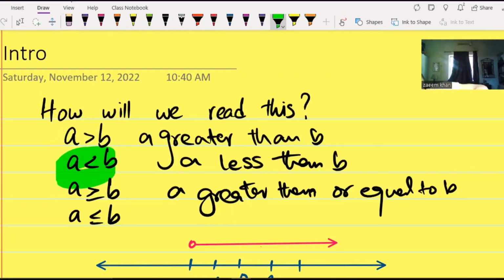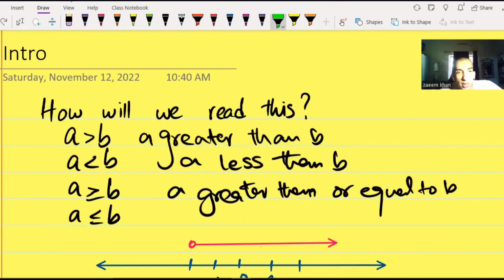A is less than B. Since this symbol is facing B, B is greater than A, right? The only difference that we've got over here is that we've introduced an is equal to sign as well.